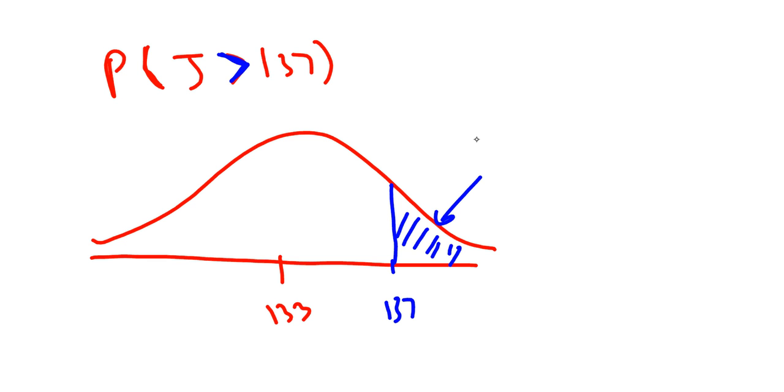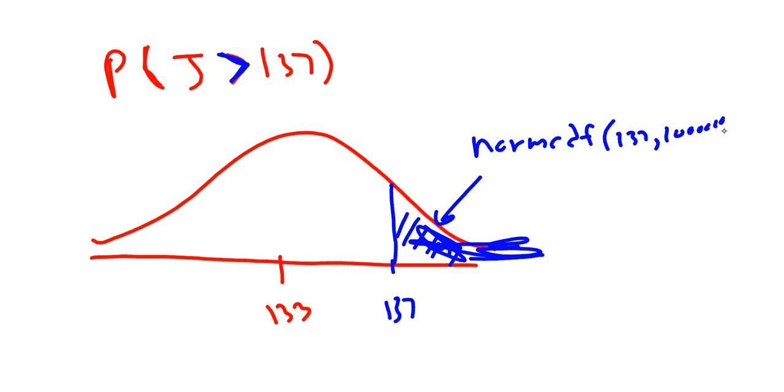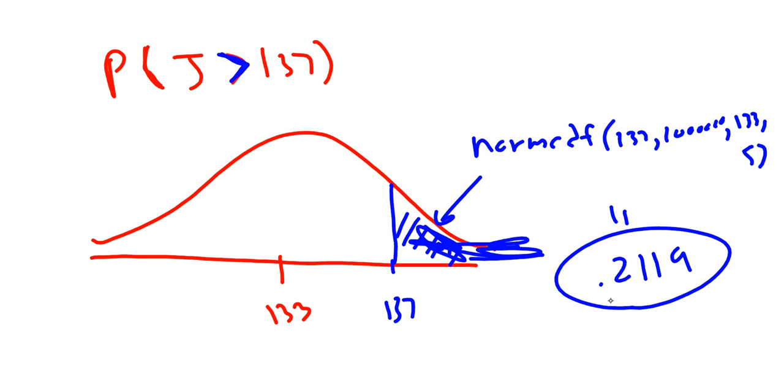I would recommend using a TI-84. Go to second distributions, which is a button on the front of your calculator that says VARS. Go to number 2, which is normal CDF. It's going to ask for a lower bound, which in this case is 137. It's going to ask for an upper bound, which is going to be some large number because we're going all the way out to the right with this area. The mean is 133 and the standard deviation is 5. If you hit enter, you're going to get 0.2119. So that's the probability that distributor J gives a melon that's greater than 137 millimeters in diameter.